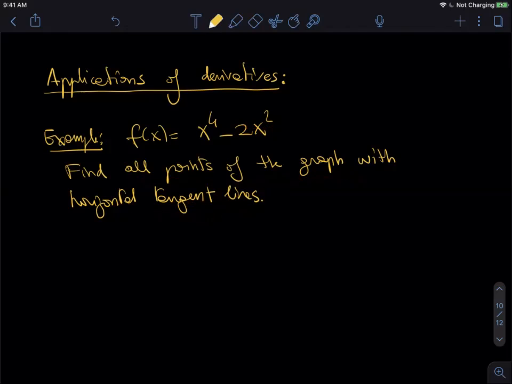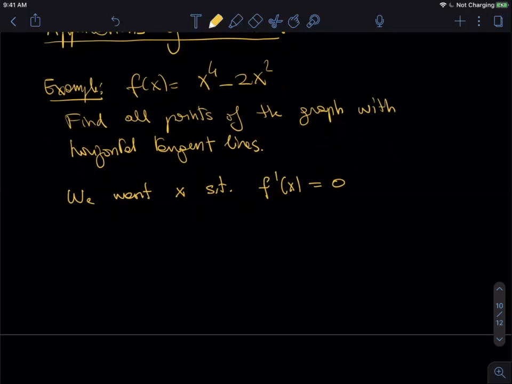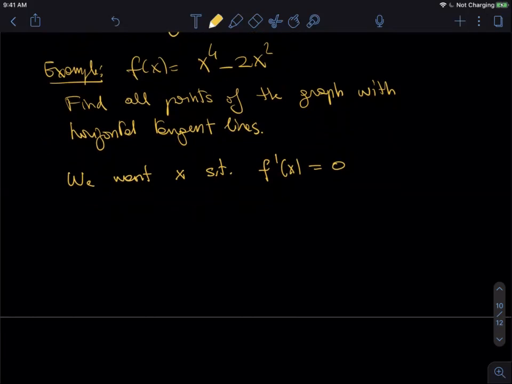Now, if we can plot it, then it's very easy, okay? We will be able to spot those points, but if we are not able to plot it, then how do we find those points? Well, we saw that horizontal tangent line means that the derivative is 0, right? So then what we want to find here are points x such that the derivative is 0, okay? The slope is horizontal, the derivative is 0.